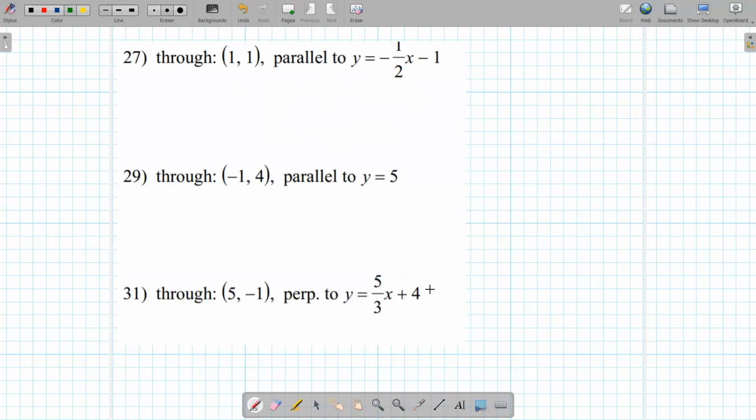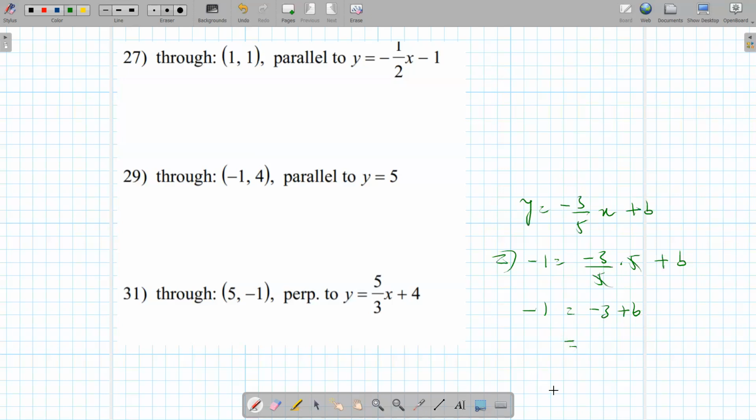The slope is -3/5, so the line is -3/5x plus b. To find the b value, you just plug in the point that you have. What's -3/5 times 5? -3. Right, so these just cancel out. So -3 plus b equals -1.